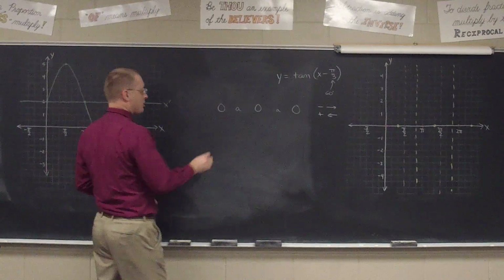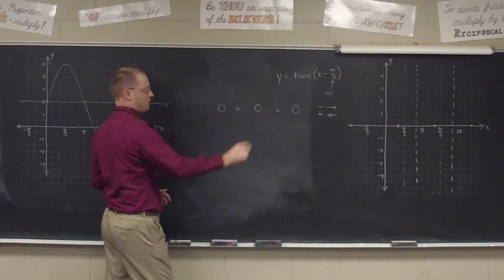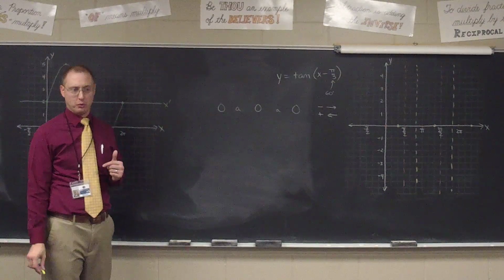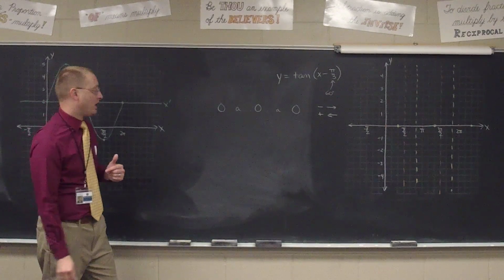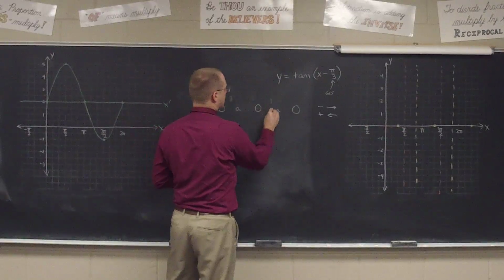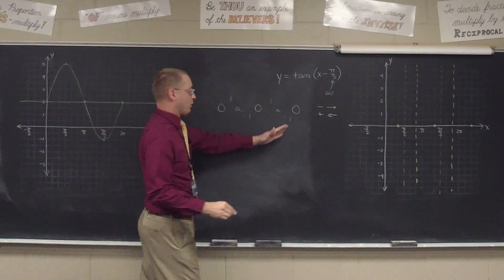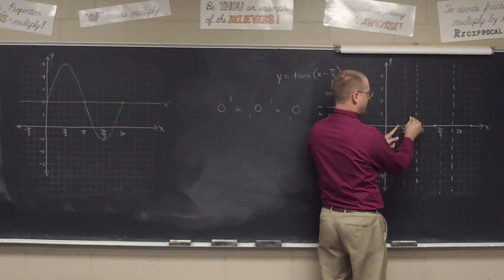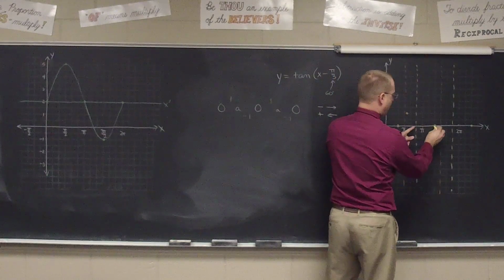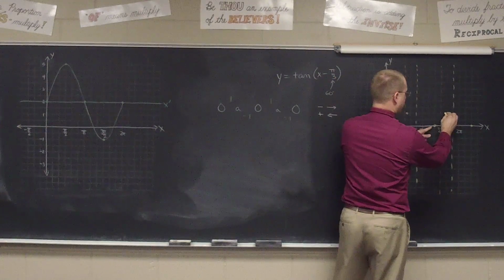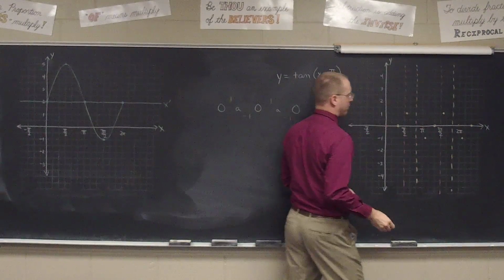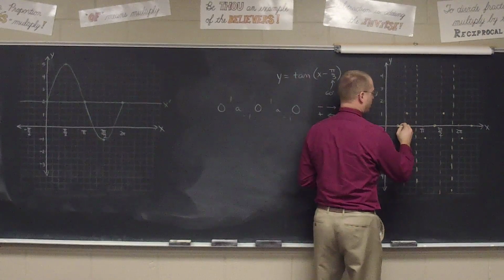Now, in between the 0 and the asymptote, exactly halfway would be your tangent of 45. What's the tangent of 45? 1. So we're going to have 1s in between, of course, negative in the second and fourth quadrant, positive in the first and third. So exactly halfway between the 0 and the asymptote will be at 1, negative 1, 1, negative 1.